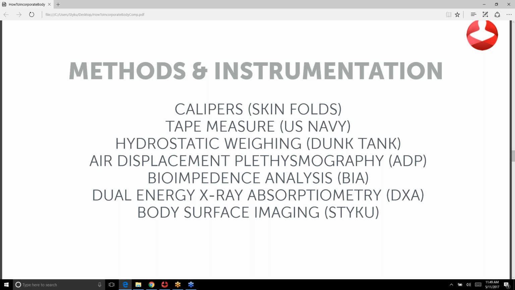Bioimpedance analysis, which is one of the more popular methods today, where you are holding electrodes in your hands or standing on electrodes or both, and current is being passed through those electrodes through your body and then back out the other side. A DEXA scan, which we just spoke about a minute ago, is a little bit more expensive. And then a 7th category here, a growing category today, I should say, body surface imaging, or 3D body scanning.